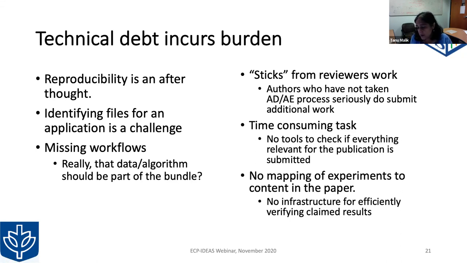So clearly this is a time consuming task. It did not happen in phase one, as we are seeing, very few authors could submit it. And even in phase two, it was a hard thing to get them to submit the complete workflow. And there was no mapping of experiments to content in the paper. And I would say it was not even that super, as the conference itself did not have the infrastructure to establish the verification of the final claims. And that is something that should be done.